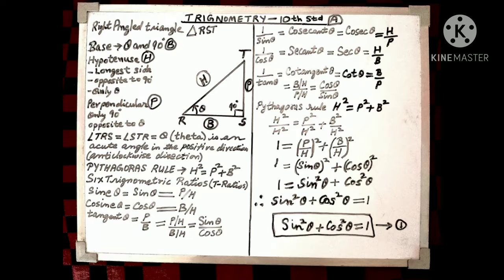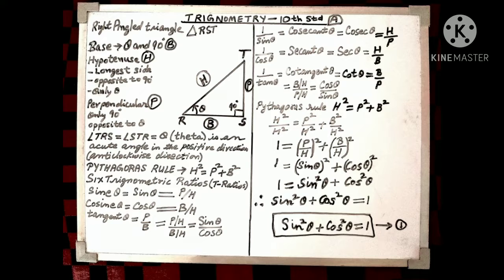Sine theta is written as sine theta is equal to perpendicular by hypotenuse. Cosine theta is written as cos theta is equal to base by hypotenuse. Tangent theta is written as perpendicular by base. Now if you divide by h, the numerator and the denominator, you get P by h is equal to sine theta and B by h is equal to cos theta. So tan theta can also be written as sin theta by cos theta.